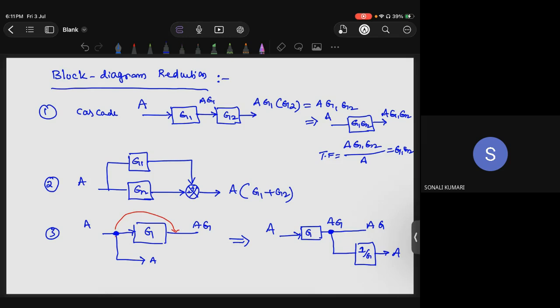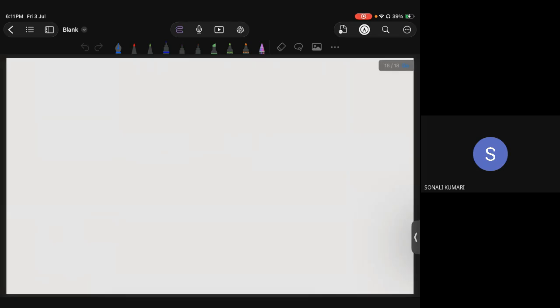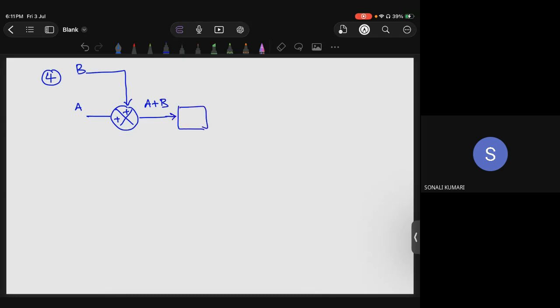Clear? Similarly, you can do the back shifting also. Suppose another thing: let's say you wanted to shift the summing point itself. Let's say we have A, plus plus, you have B here. What you get here is A plus B. Then Z, so you get A plus B multiplied by Z. Now let's say you wanted to shift this summing point from here to here. So what do we do?